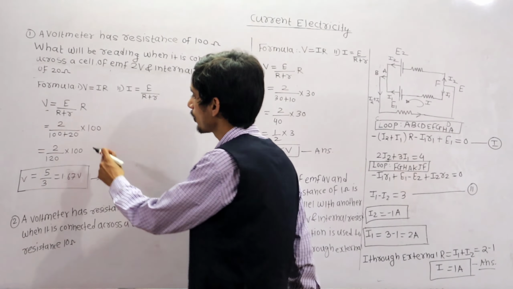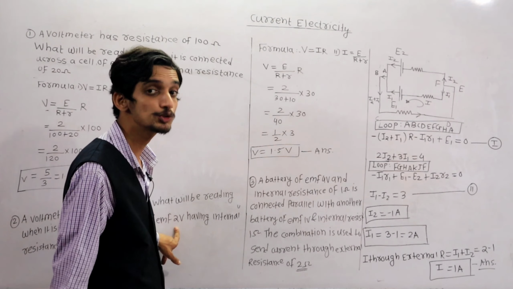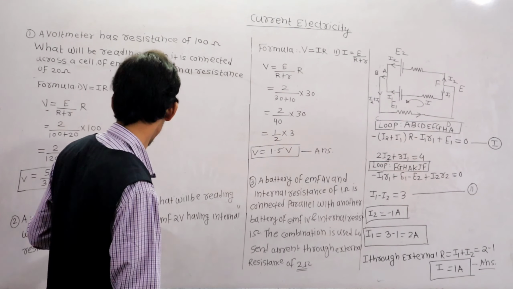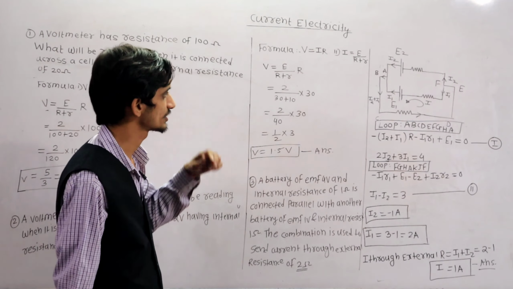What will be the reading when it is connected across a cell of EMF 2 volt having internal resistance 10 ohm? So same as the previous case, internal resistance is given in the problem, which is 10 ohm, and the EMF of cell is 2 volt. Okay, and capital R is 30 ohm voltmeter resistance. So same formulas, V is equal to I into R, that is terminal potential difference, and I is capital E by capital R plus small r. Now V is equal to E upon R plus r into capital R.